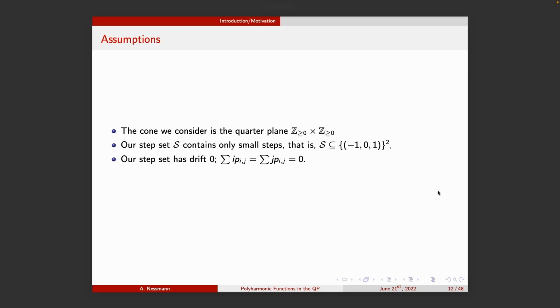We will require root 0. So the expected value at each point is 0. On average, we stay in the same place. And a technical condition: the step set is non-degenerate, which essentially means our step set is not contained in any half plane.